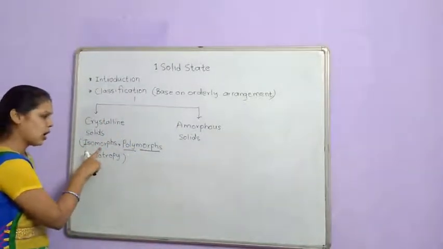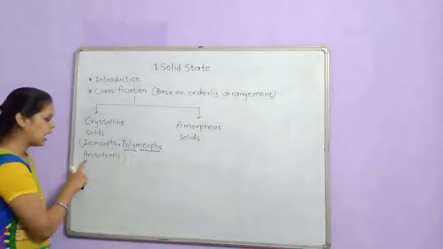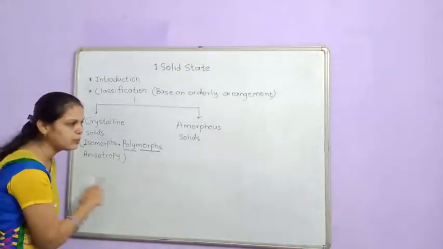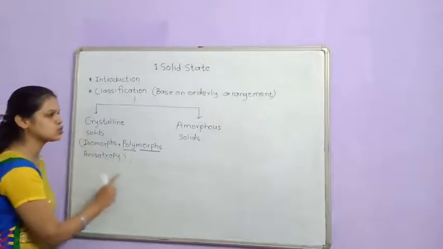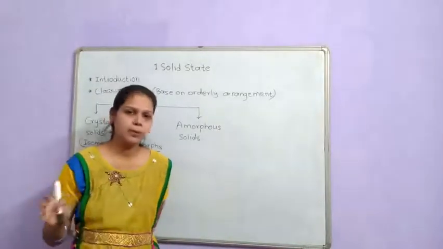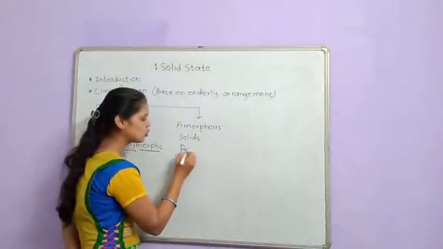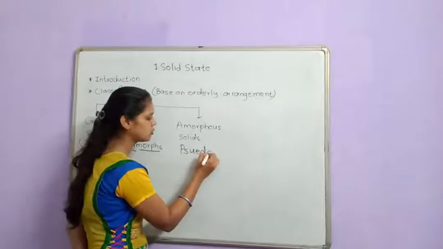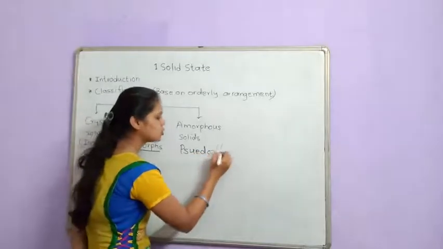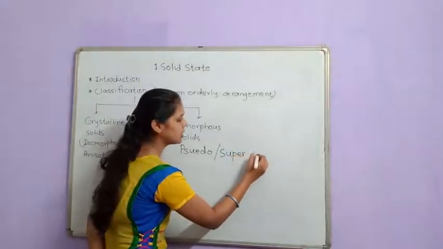Crystalline solids show isomorphism, polymorphism, that is allotropes, and anisotropy. These three properties are shown by crystalline solids, and amorphous solids don't show any such property. Therefore, they are also called pseudo solids or supercooled liquids.